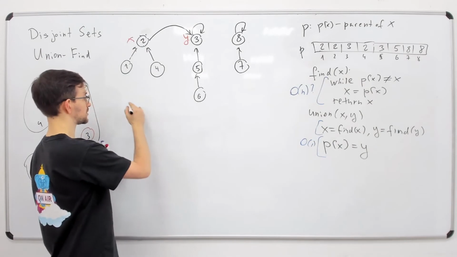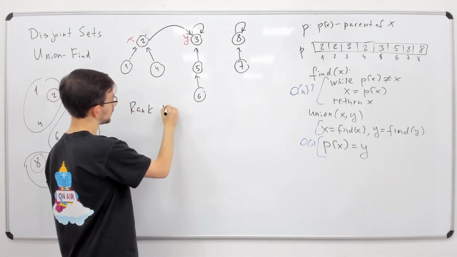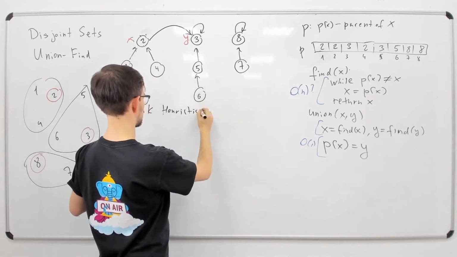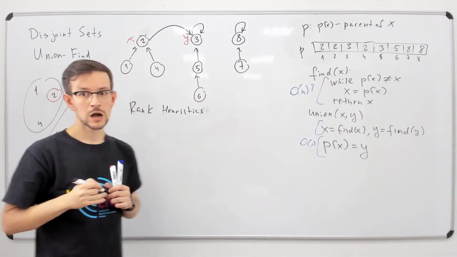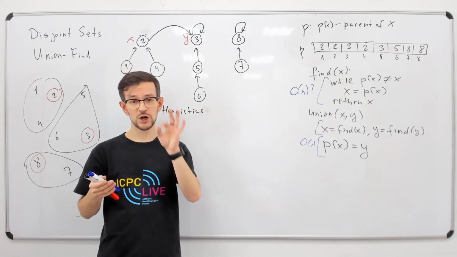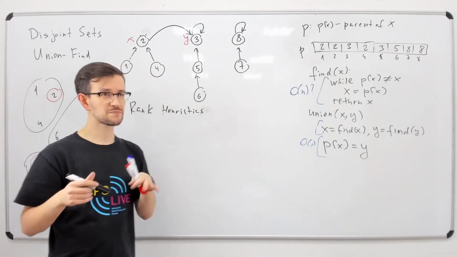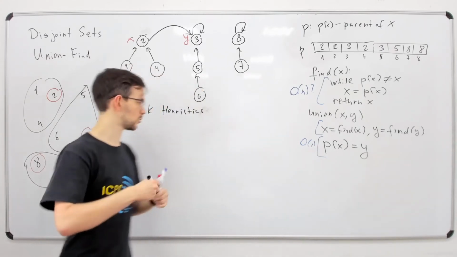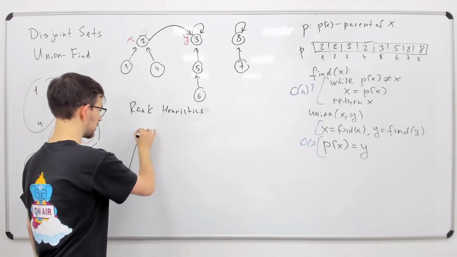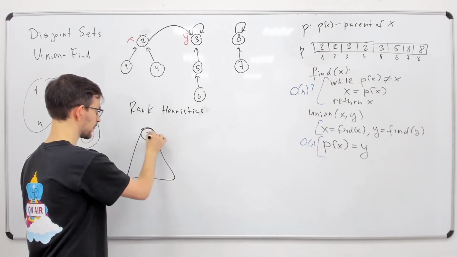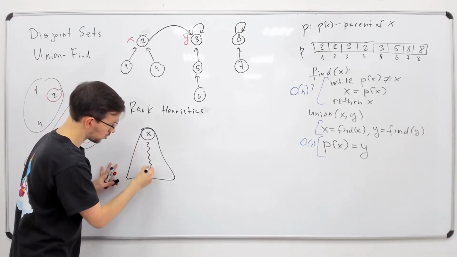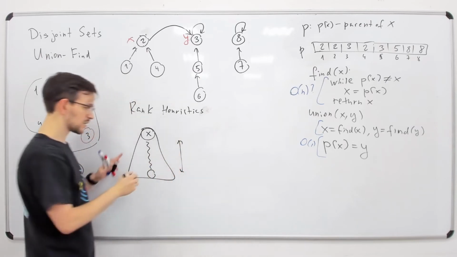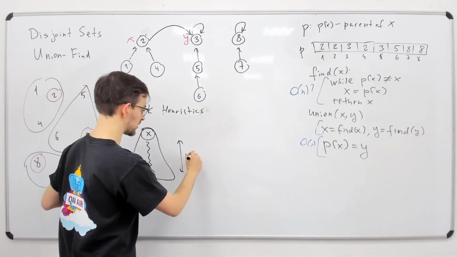So what is the rank heuristic? Let's maintain for each element its rank. Rank is basically the maximal possible distance to a leaf from this node. So for each element x, we find the longest path in its tree, and the length of this path will be the rank of element x.